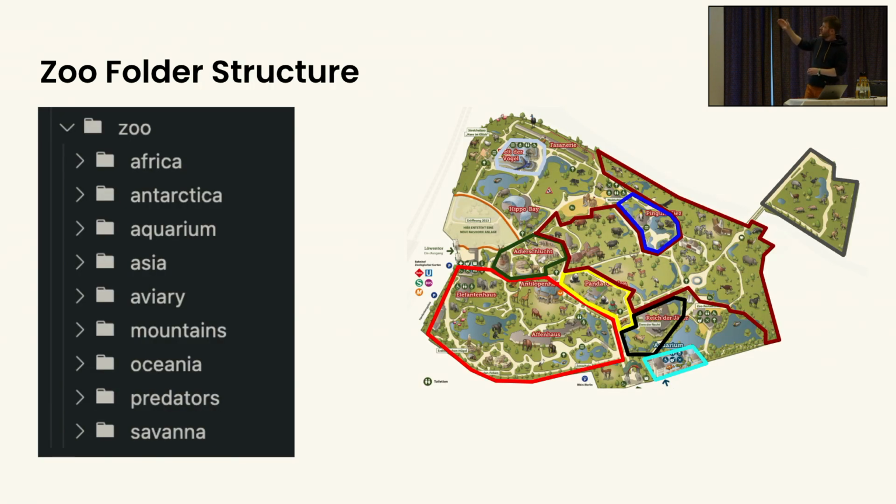And now, this is our new zoo folder structure on the highest level. We have the themed areas. They give us the entrance into each of these worlds. And I think that's a better start if you open up the code and can understand what the business is about.